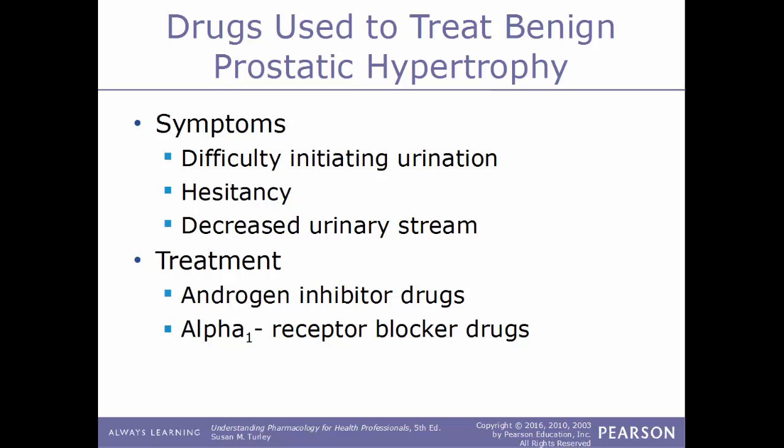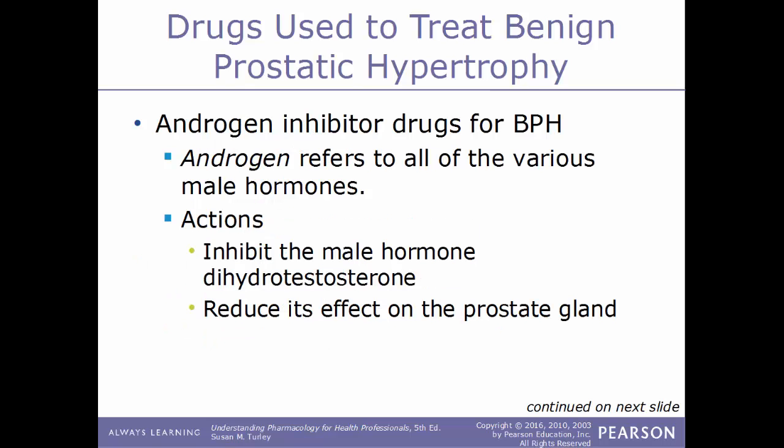Some common symptoms of BPH are having difficulty in initiating the urination stream, having hesitancy while urinating, and having a decreased urinary stream. Some treatments for BPH will include androgen inhibitor drugs and also alpha-1 receptor blocker drugs. When it comes to androgen inhibitor drugs to treat BPH, the term androgen refers to all of the various male hormones. So it's not just one specific hormone, it is all of them.